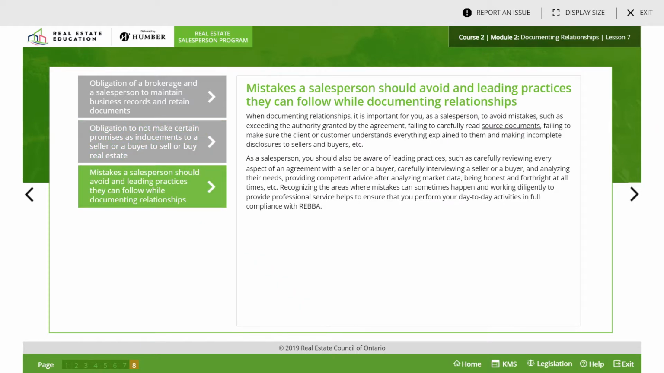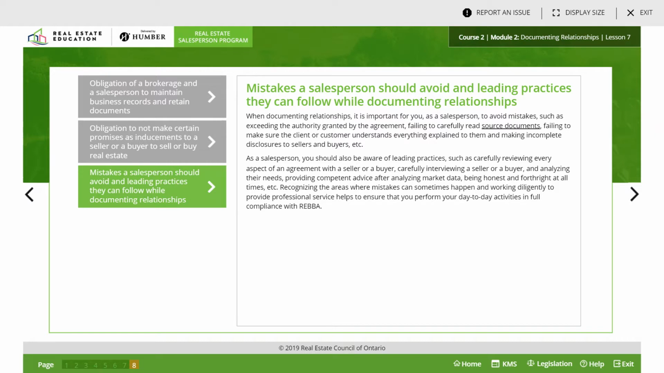Mistakes a salesperson should avoid and leading practices they can follow while documenting relationships. When documenting relationships, it is important for you as a salesperson to avoid mistakes, such as exceeding the authority granted by the agreement, failing to carefully read source documents, failing to make sure the client or customer understands everything explained to them, and making incomplete disclosures to sellers and buyers, etc.